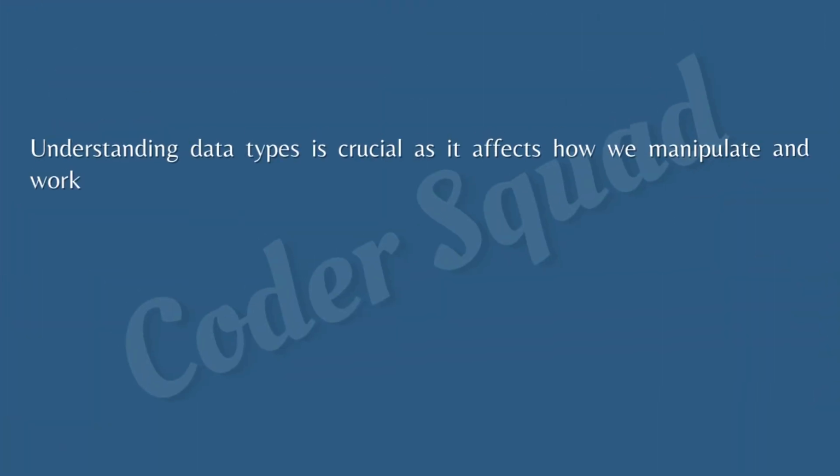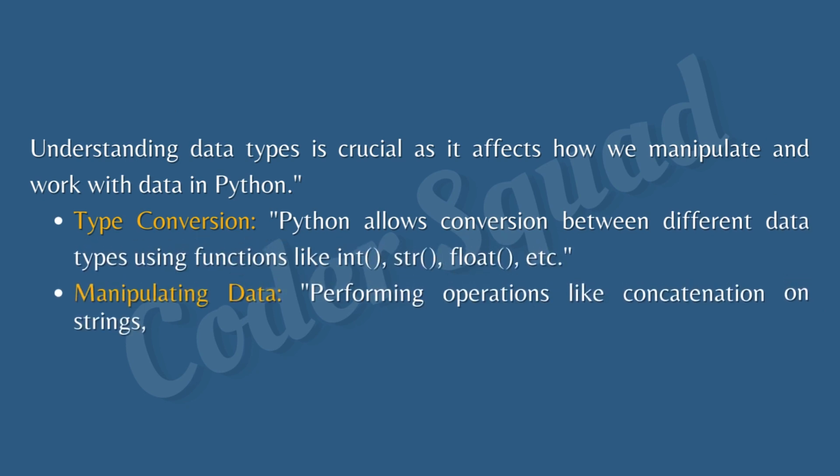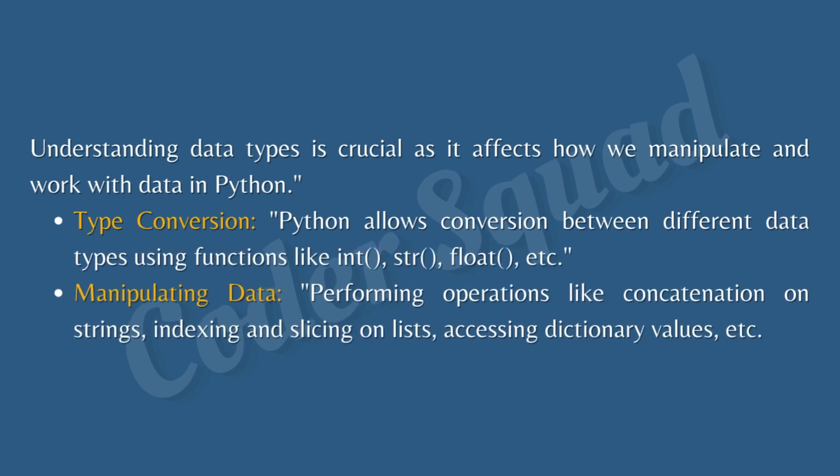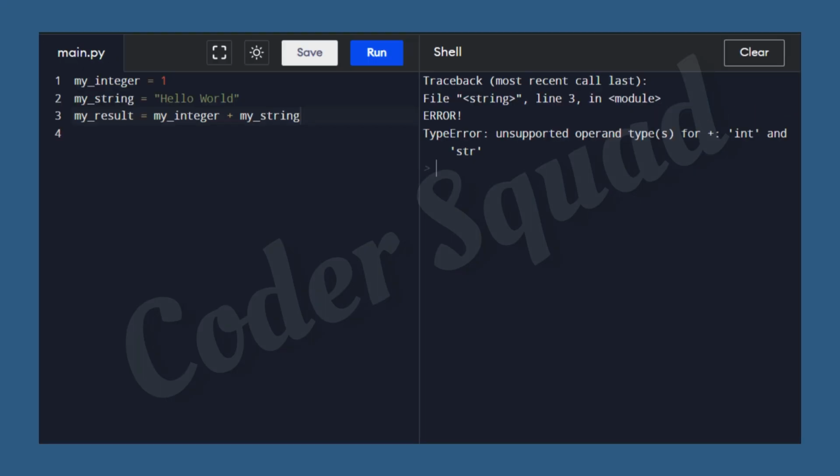Understanding data types is crucial as it affects how we manipulate and work with data in Python. Type conversion. Python allows conversion between different data types using functions like int, str, float, etc. Manipulating data. Performing operations like concatenation on strings, indexing and slicing on lists, accessing dictionary values, etc. Python's strict typing system might lead to errors when performing operations on incompatible data types.